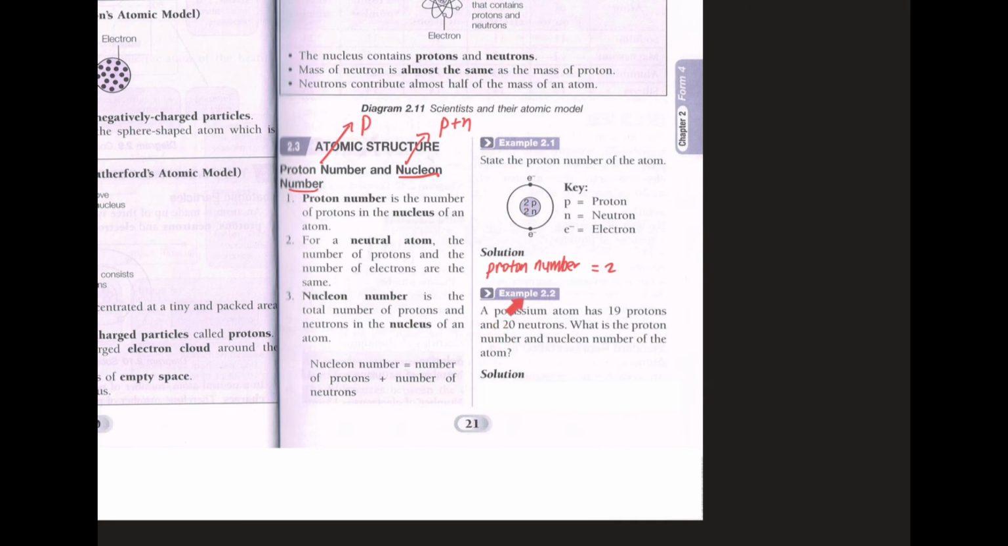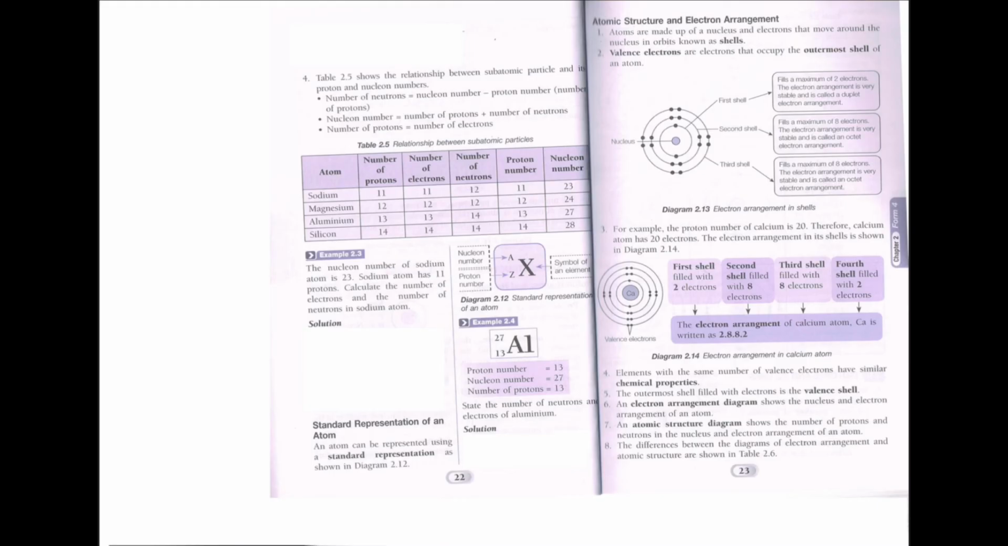Example again. A potassium atom has 19 protons and 20 neutrons. What is the proton number and nucleon number of the atom? The proton number is equal to the number of protons, which is 19. For the nucleon number, remember we need to add up the protons and the neutrons. So we get 39. Okay, let's move on.